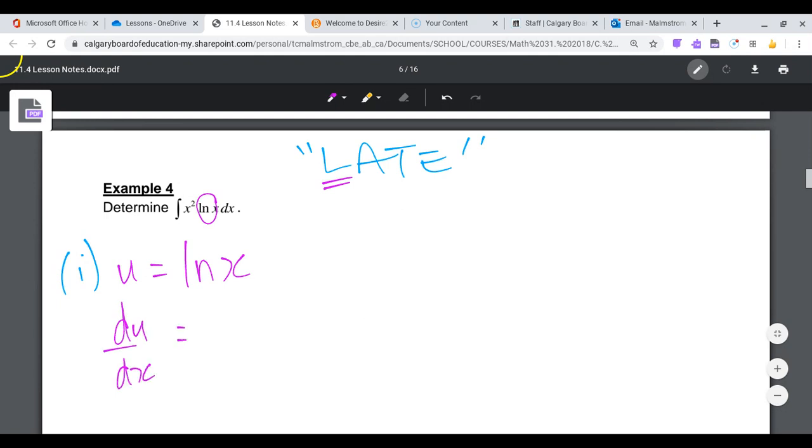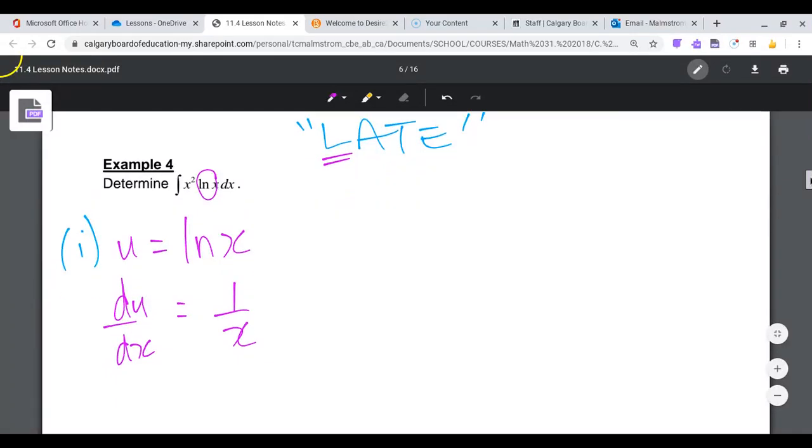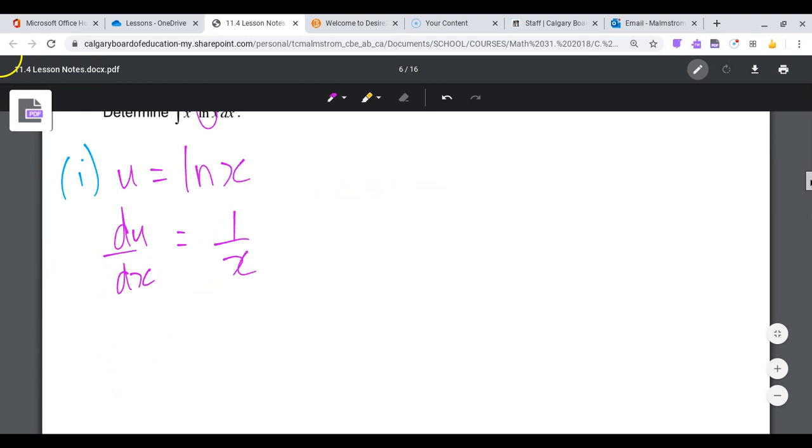So the derivative of ln x is 1 on x, and you can get that from the beginning of the notes or your formula sheet, if you still have your formula sheet. Then we're going to manipulate this so that we have du isolated. So we will get that this is dx on x.